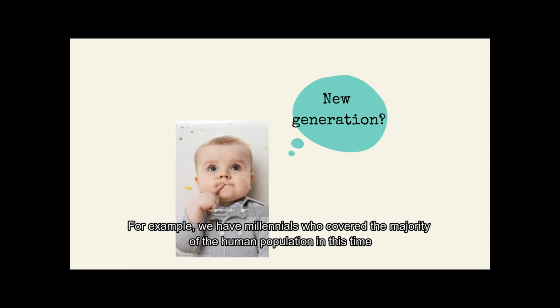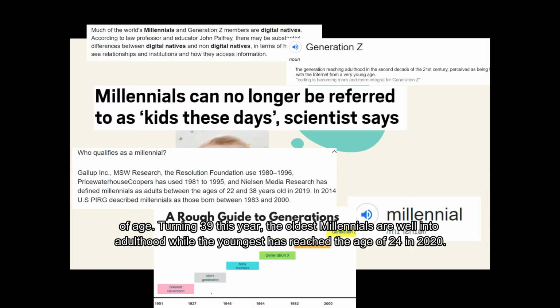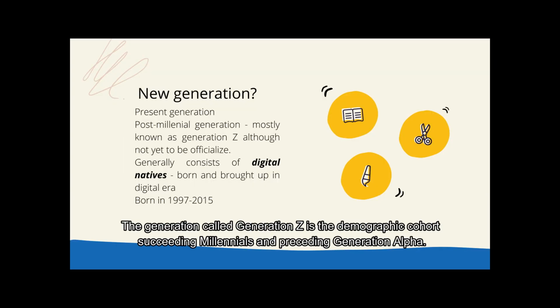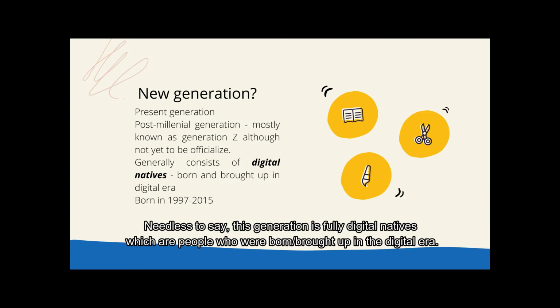For example, we have millennials who cover the majority of the human population in this time of age. Turning 39 this year, the oldest millennials are well into adulthood, while the youngest reached the age of 24 in 2020. So, who will be considered as the starting point of the new generation? The generation called Generation Z is the demographic cohort succeeding millennials and preceding Generation Alpha. Researchers and popular media use the mid to late 1990s as starting birth years and the early 2010s as ending birth years. Needless to say, this generation are fully digital natives, which are people who were born or brought up in the digital era.